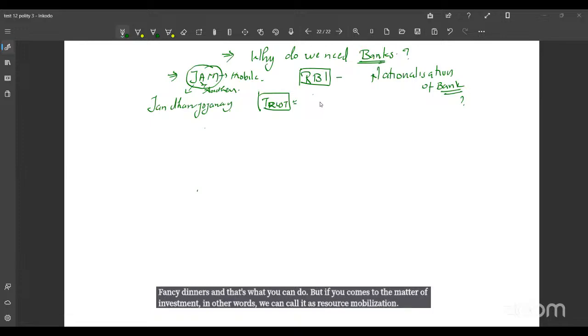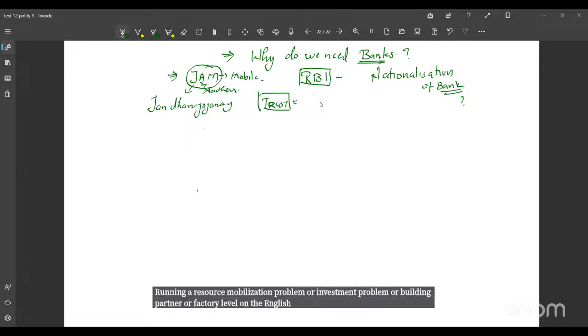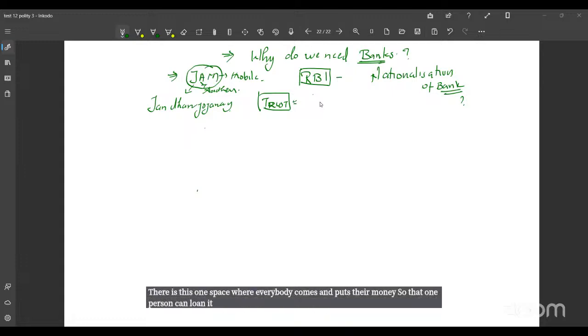When you need resource mobilization, to make an investment, build a building, invest in a factory, buy machinery, and you need, say, 10 lakh rupees, you need to mobilize the resources. The money needs to be pooled. There is this one space where everybody comes and puts their money so that one person can loan it out and make use of the pool of money. Are you getting the point? It's a concept of society.